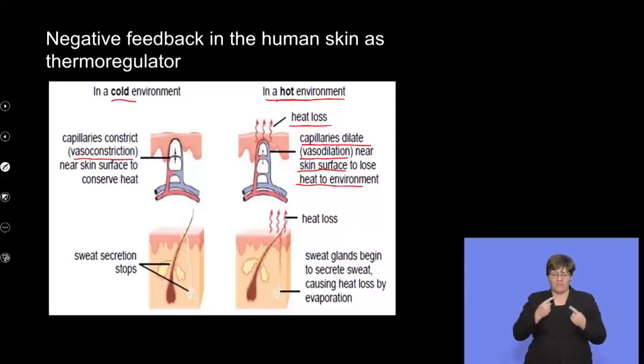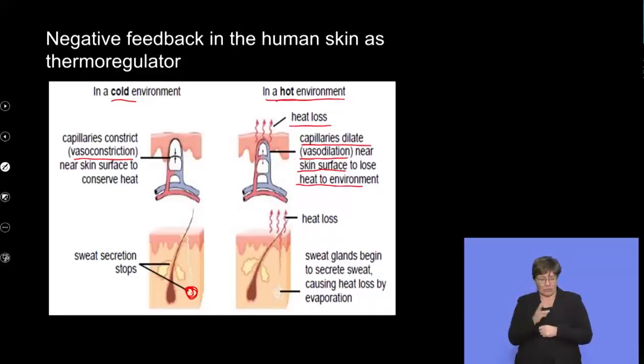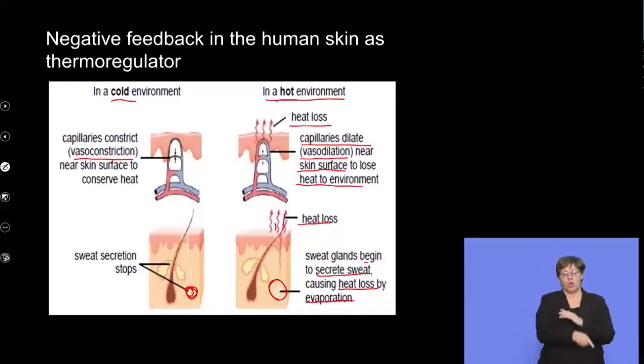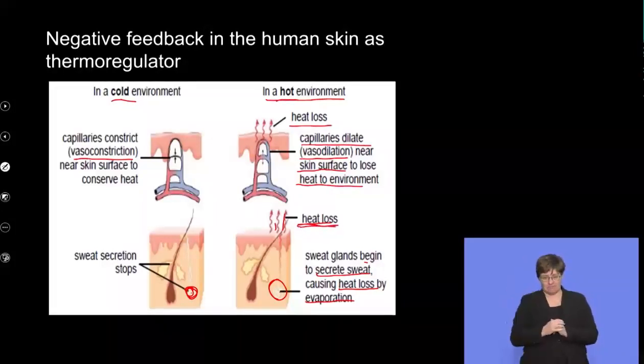So we're looking at the bottom here. We've got the structure of the skin. We're looking at the sweat glands here. The sweat glands will stop secretion because here it is cold. Then here, when it is hot, what will happen? The sweat glands begin to secrete sweat. And this sweat will cause heat loss by evaporation. You can see the heat going out to the environment, to the atmosphere, and then evaporation takes place.